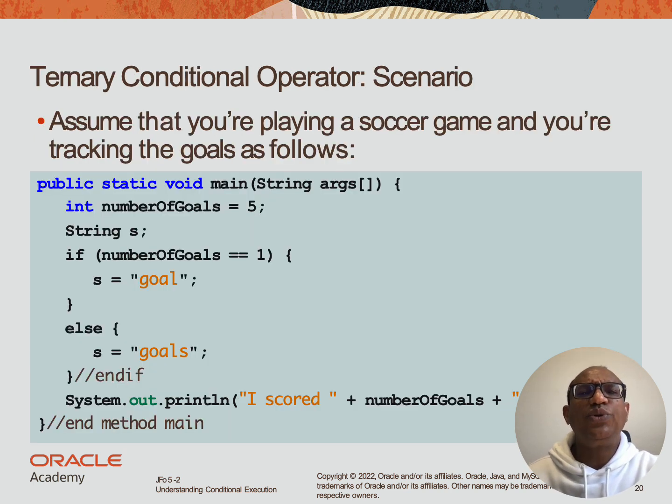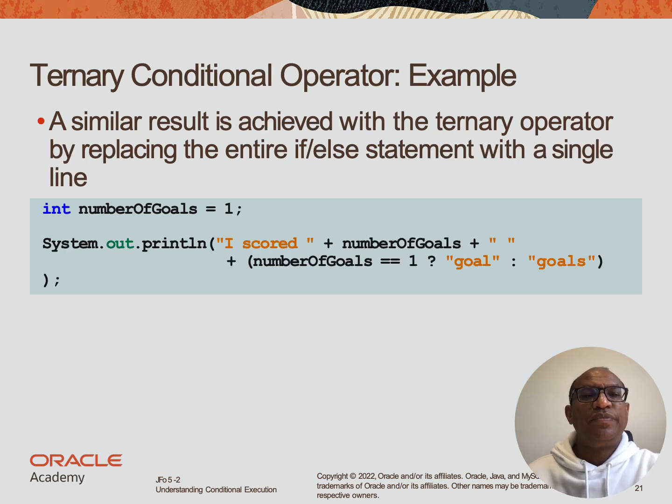Based on the number of goals scored, these examples will print the appropriate singular or plural form of goal. The operation is compact because it can yield only 2 results based on a Boolean expression. This soccer goal example uses if-else to assign the correct word, goal or goals, based on the number scored.